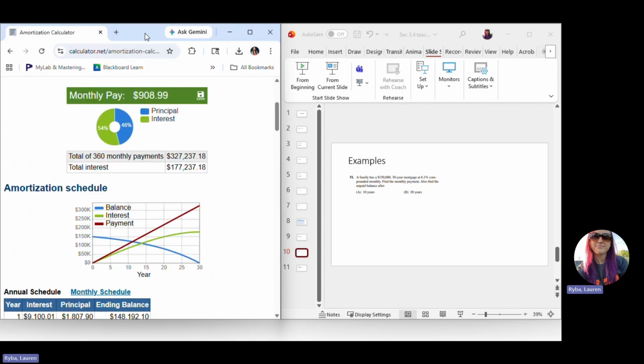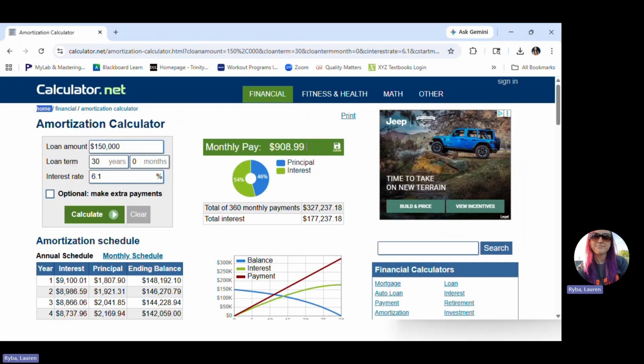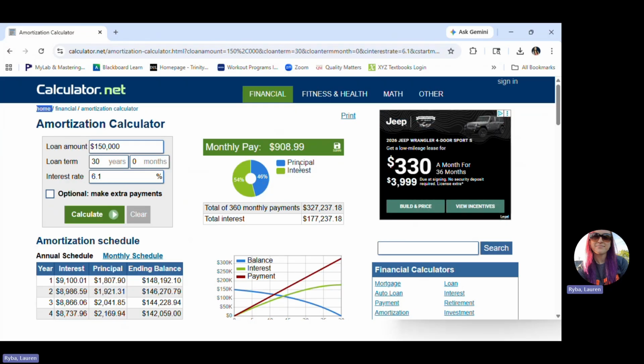I'm then going to hit calculate. What it's going to do here is show you how much you're paying monthly right here, and then your breakdown of how much is going towards interest and how much is going towards principal. So on this loan, you end up paying more in interest than you do towards your principal. Your loan was $150,000. You pay $177,000 in interest. You are paying double the price of the loan by doing this.